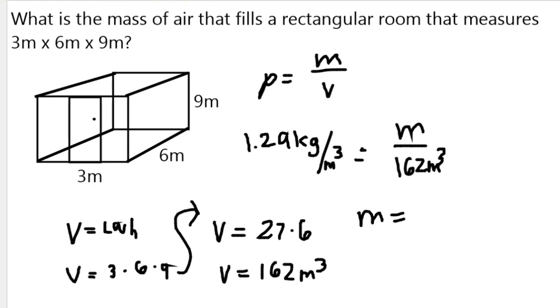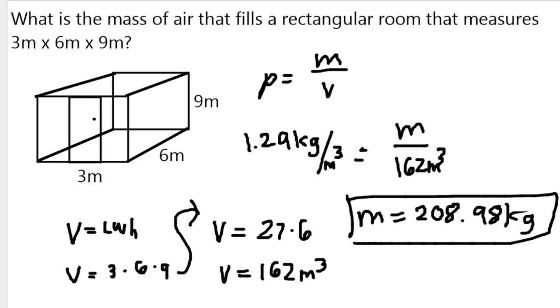Now we can just do cross multiplication and we will get the answer in kilograms. Cubic meters will cancel, so we get the mass. The mass of air that fills this rectangular room is 208.98, not m, but kilograms. So the mass of the air is pretty high, right?